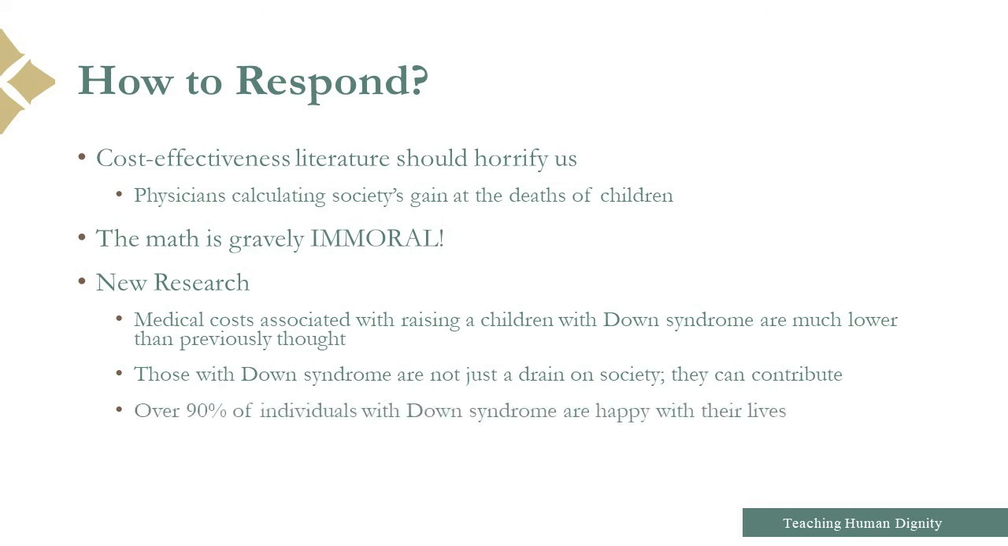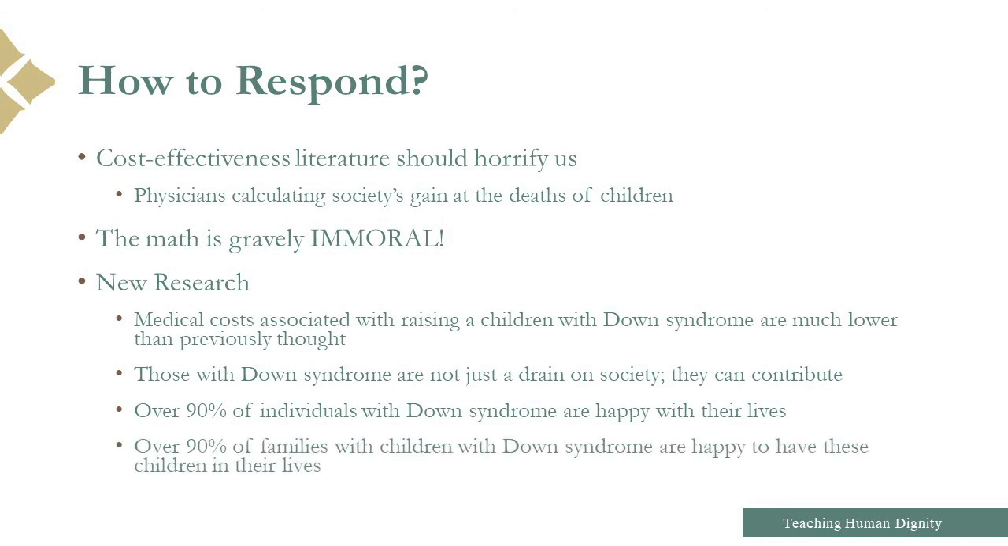He's the one who published the research that over 90% of individuals with Down syndrome are happy with their lives, and over 90% of families of children with Down syndrome are happy to have these individuals in their lives. And this is all very good, right? And it's a very practical way to combat the assumptions in this research. However, there's part of me that is not entirely comfortable with this approach.